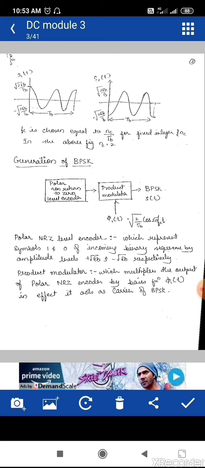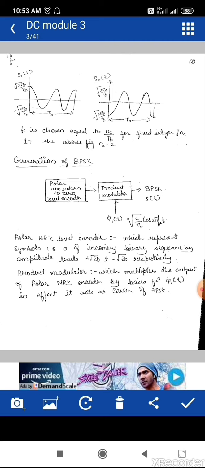Now in the figure it is shown how to represent the S1 of t and S2 of t. Both are varying in a phase shift of 180 degrees. That is, there is a 180 degree phase shift between the S1 of t and S2 of t. Now how to generate the binary phase shift keying, that is, how to generate the signal S1 of t and S2 of t. First in the block diagram it is shown, it is a polar non-return to 0 level encoder.